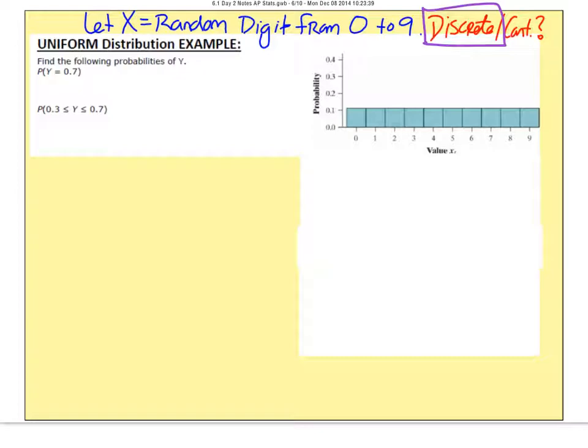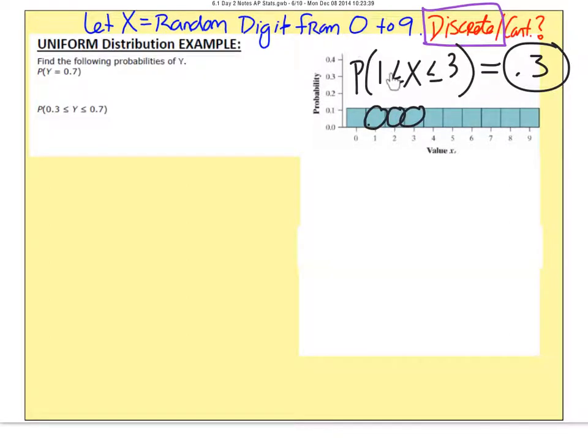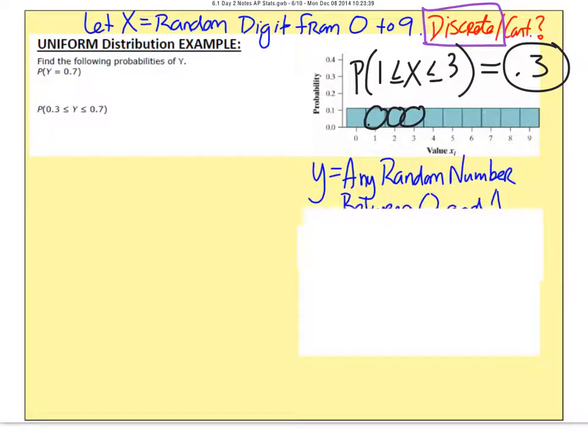2, and 3. You could add those up, and the answer is going to be 0.3. Okay, I want us to look at a second scenario. I'm going to give you a different distribution for this, because this is the distribution for random variable x. Let's define random variable y as being any random variable between 0 and 1.